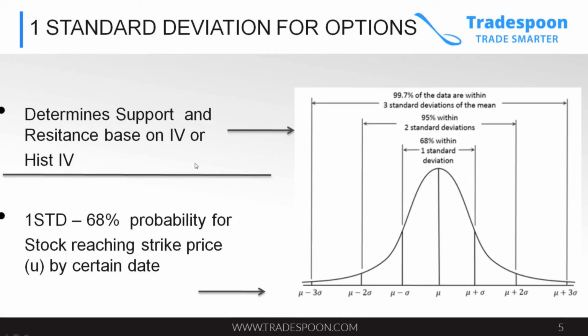How do you determine support and resistance based on implied volatility? You can look at our probability calculator and actually see that a certain strike price, such as depicted here under U, will come out 68% of the time. That means based on historical data or implied volatility, 68% of the time a certain stock will move to a certain strike price by the expiration date. One standard deviation is a 68% probability for the stock reaching strike price U by a certain date.